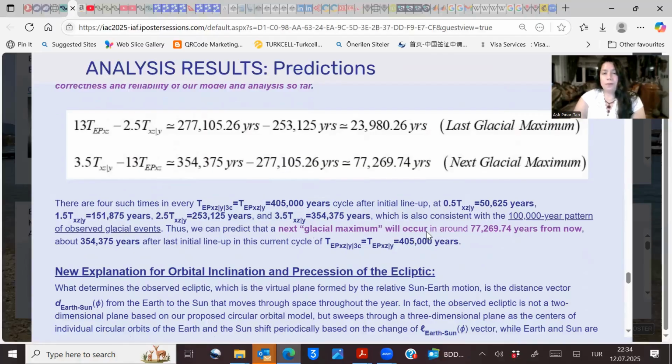And the next one would thus be in the 354,375 year timestamp after the last lineup, which is in 77,260 years or so from now. So there's quite a long time for that. But what is important here is that the period between these four occurrences is consistent with the 100,000-year pattern of observed glacial events. Thus, our model can predict the major glacial maximums.